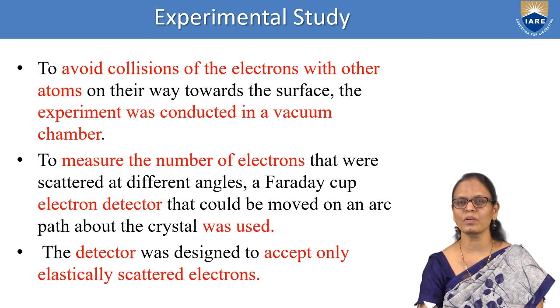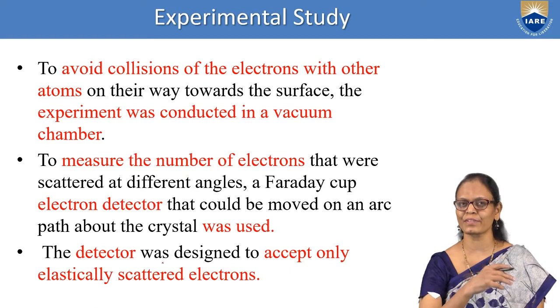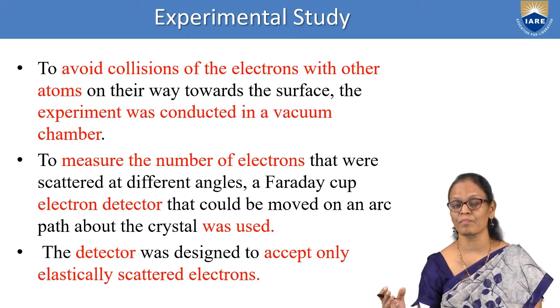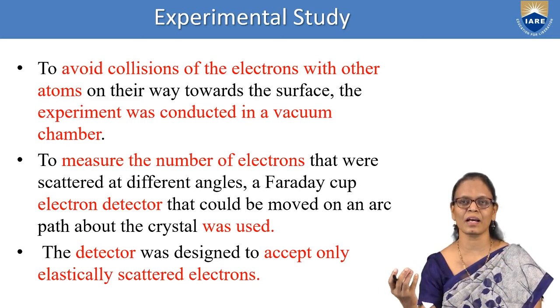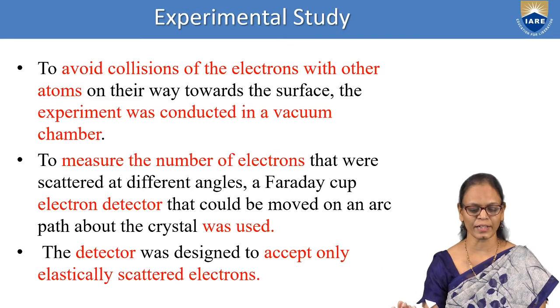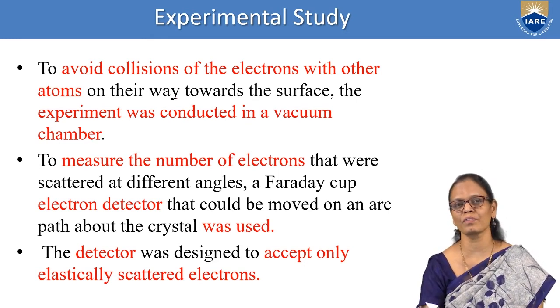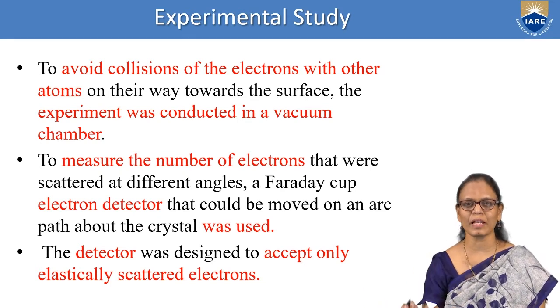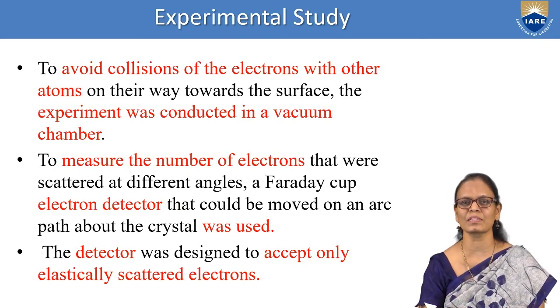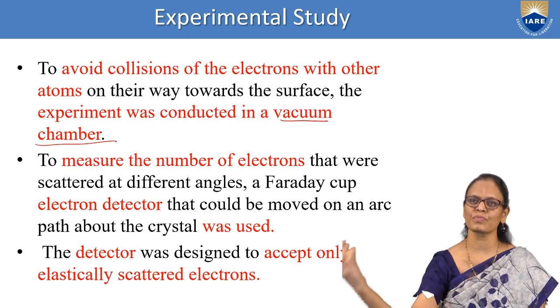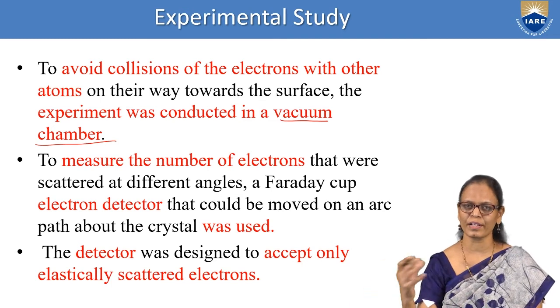And then, to avoid collisions of electrons with atoms: the electrons are emitted from the electron gun and have to be incident on the nickel plate. But when these electrons are traveling towards the surface before hitting the nickel target, the experiment was conducted in a vacuum chamber. He wanted to avoid the collision of these electrons with any other atoms, maybe in air. So, to prevent collisions of these electrons with other atoms, he conducted it in a vacuum chamber. What is a vacuum chamber? One from which we remove the air and create a vacuum inside.